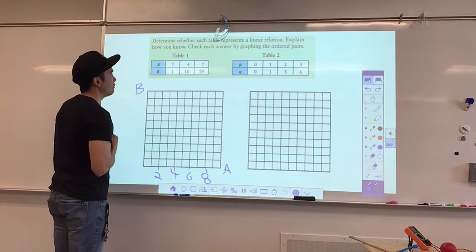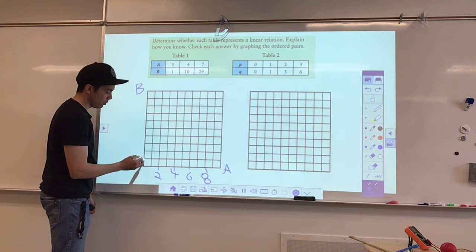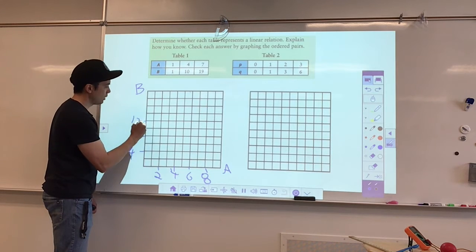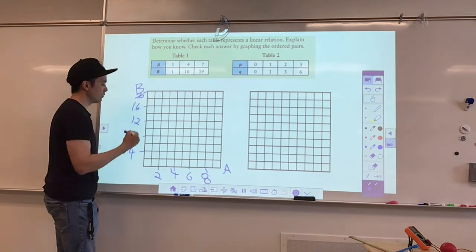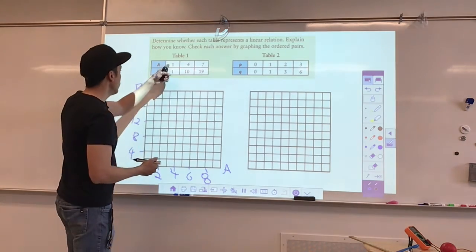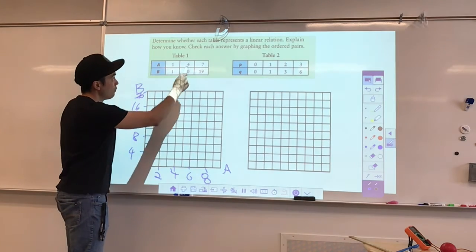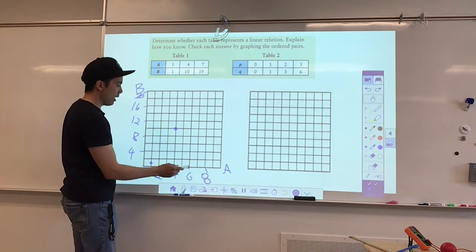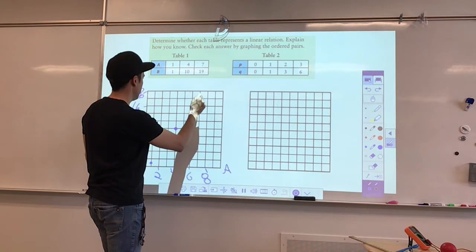Then I'm going to make my B values go up by 2. Each space is going to represent 2. So 2, 4, 8, 12, 16, 20. That gives me enough room to plot everything. My first value is 1, 1, which is right here. 4, 10. And then a 7, 19, which is right there.